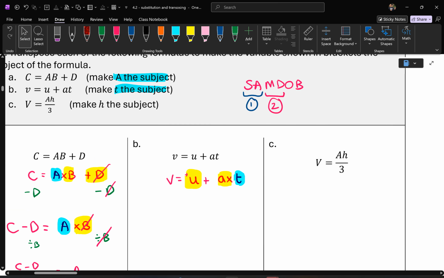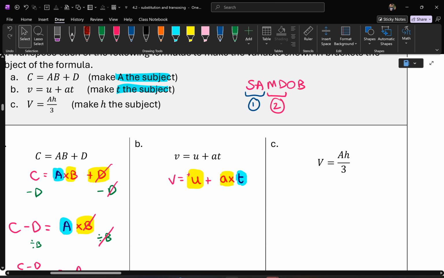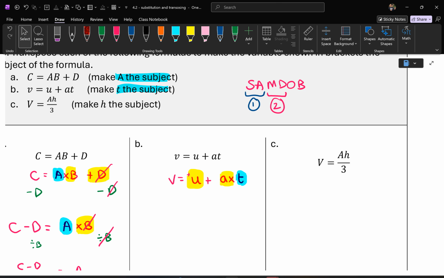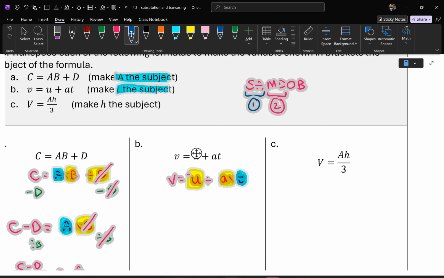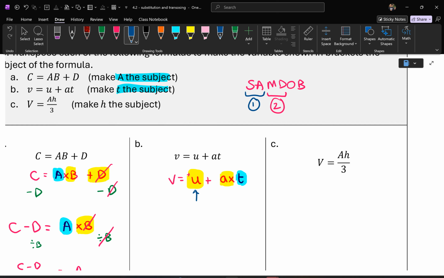So using SAMDOB, which one do we get rid of first? Is it the plus U, or is it the times A? Which one do I want to remove first? Plus U. So look for subtraction, addition first before any multiplication and division. So here, get rid of the plus U. So you go minus U. Beautiful. Minus U on the right. Whatever you do to the right, you must do to the left. So minus U on the left as well. Positive U, take away U will cancel out.